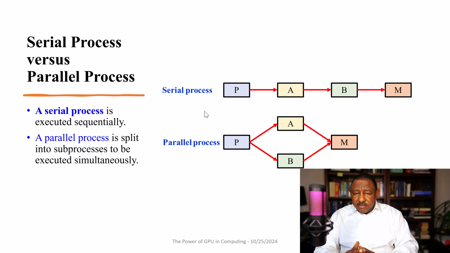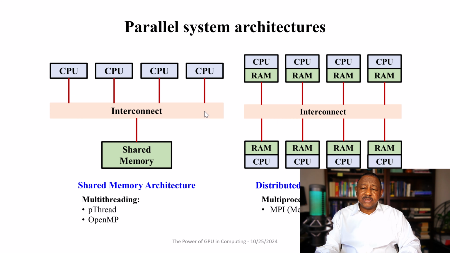In parallel processing, the problem will be split into tasks, and those tasks will be executed simultaneously. That means at the same time, in parallel, and that contributes to cutting the execution time. And once we talk about parallel systems, there are two major architectures for parallel systems. One is shared memory architecture, and the second one is distributed memory architecture.